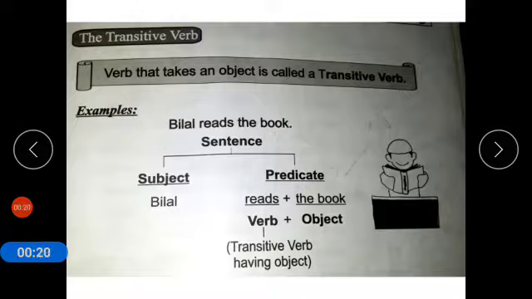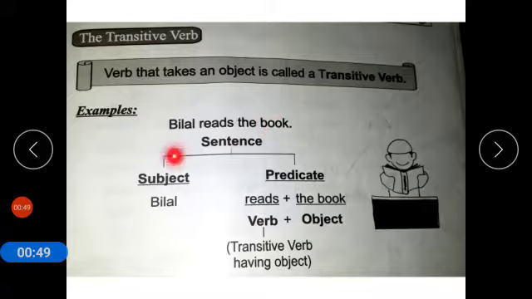to solve our exercise number 13, we need to revise transitive verb. What are transitive verbs? A verb that takes an object is called a transitive verb. In simple words, you can say that a verb that is along with an object is called a transitive verb. Examples: Bilal reads the book. This is a sentence which has its object in it.